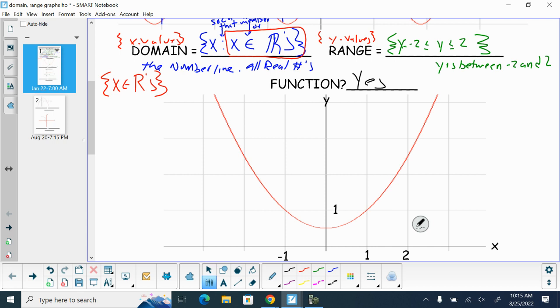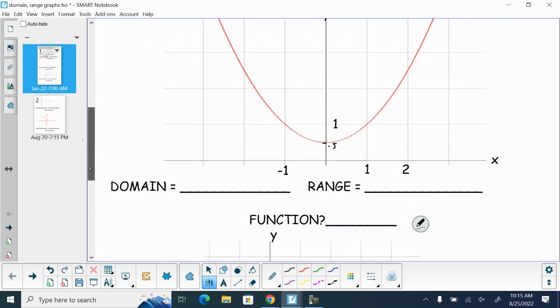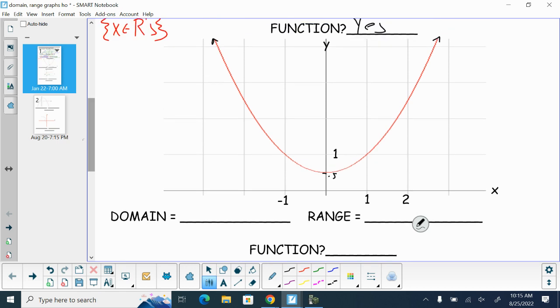Okay, once again, we have arrows here. This looks like it's about a half. Looks like it's about 0.5. Write down a domain, write down a range, and state if it's a function. And check your answers with somebody around you.